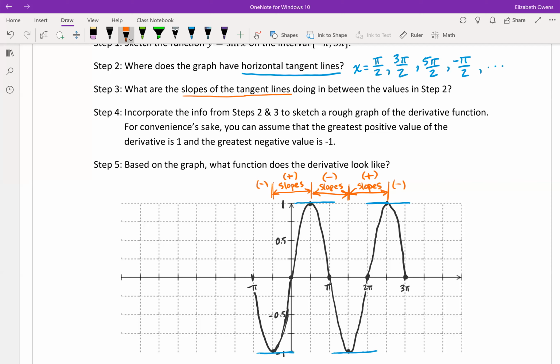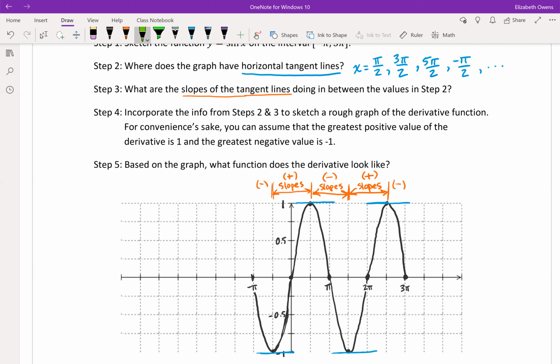In step 4 here, we want to incorporate the information from steps 2 and 3 to sketch a rough graph of the derivative function. For convenience's sake, we can assume that the greatest positive value of the derivative is 1 and the greatest negative value is -1. We'll see how that comes into play here.